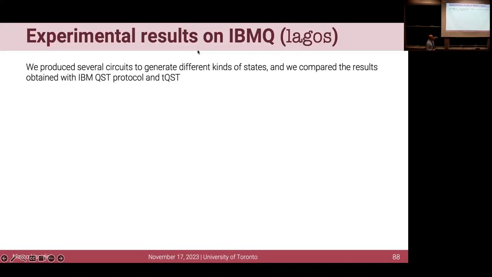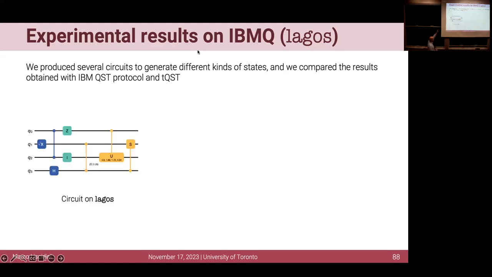So we produced several circuits on the IBM Q using Qiskit to generate states up to 7 qubits, just because that was the free part. If you want more, you have to pay. Okay. So I am Italian after all. Just kidding. But anyway, and then I tested threshold quantum state tomography, right?